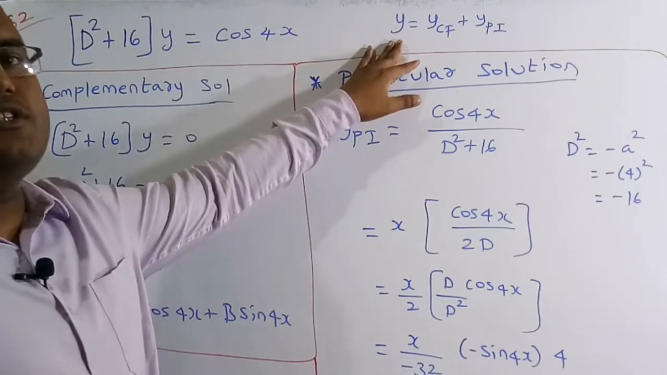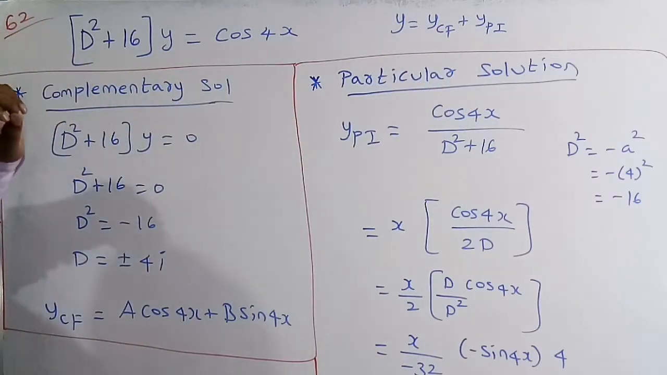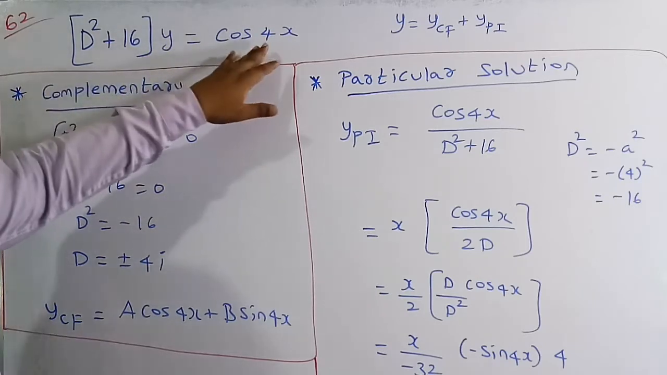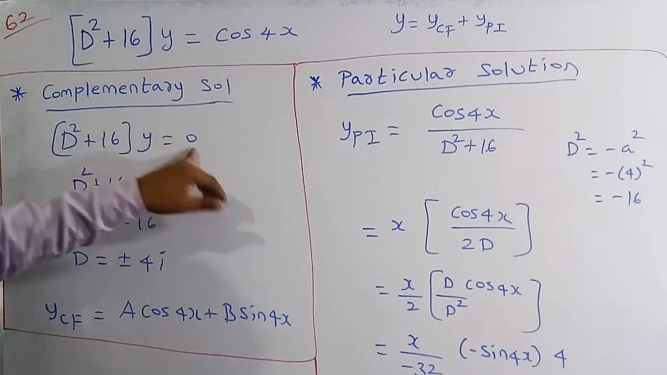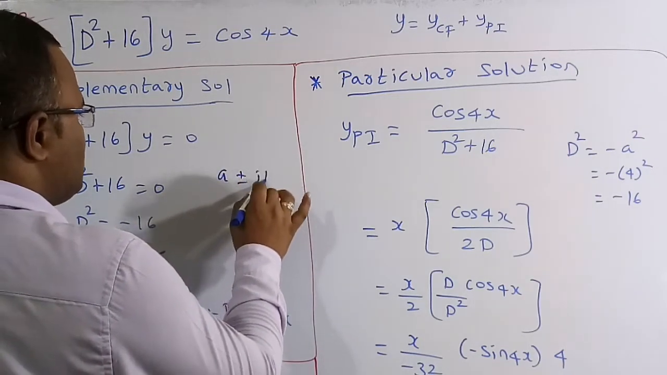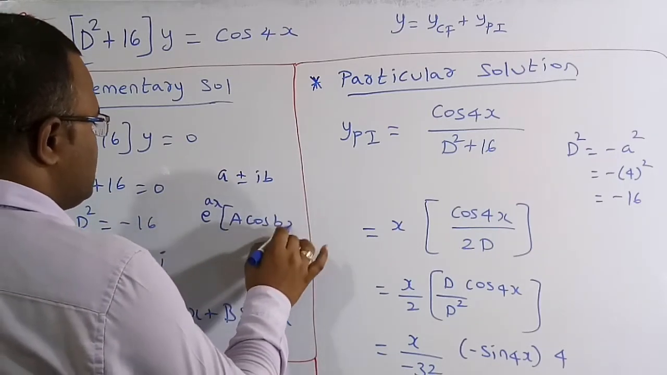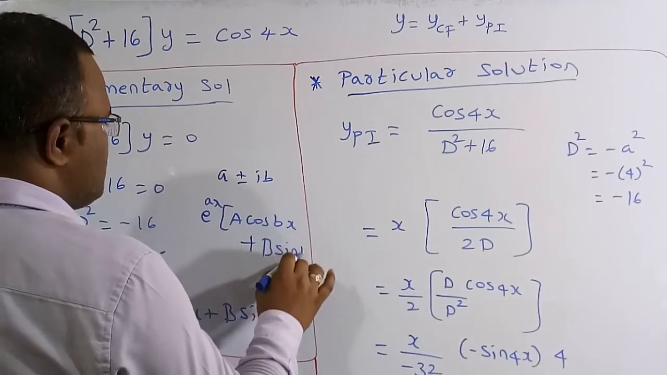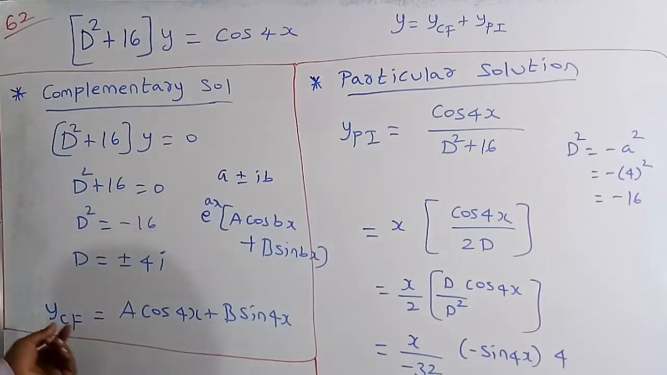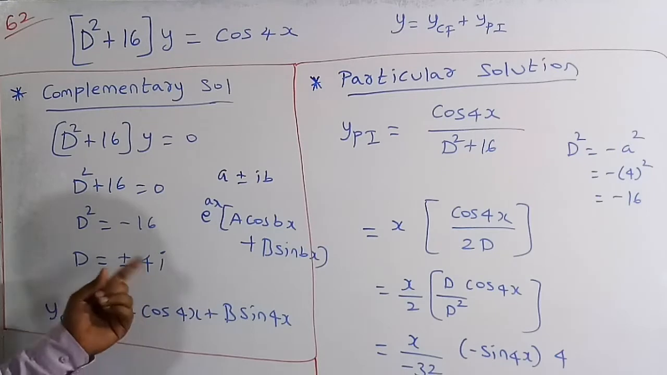The general solution is always the summation of the complementary solution plus the particular integral solution. To figure out the complementary solution, we have to assume the input is 0, so this overall value is equal to 0. So d square plus 16 is equal to 0, d square is equal to minus 16, so d is equal to plus or minus 4i. For the roots a plus or minus ib, the solution is e to the power of ax into a cos bx plus b sin bx. Using this formula, the complementary solution is y c equal to a into cos 4x plus b into sin 4x, because a is equal to 0 and b is equal to 4.